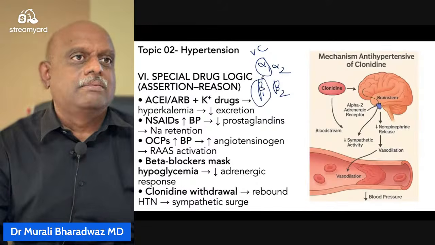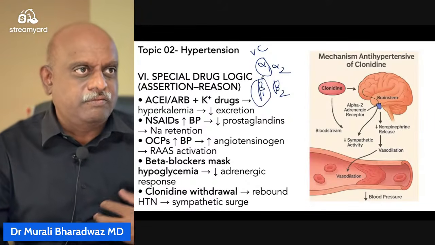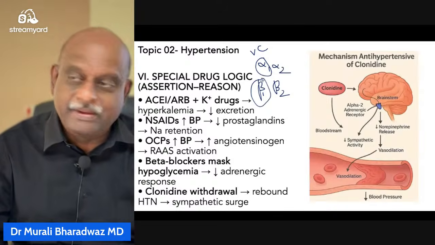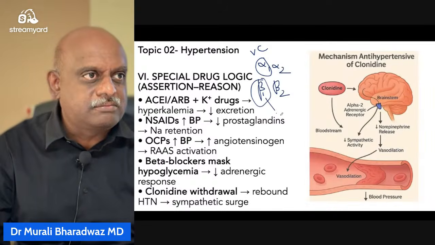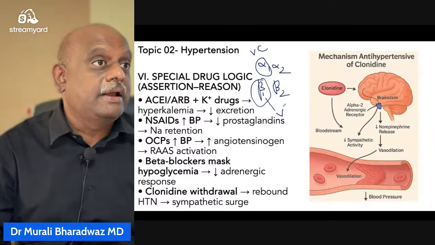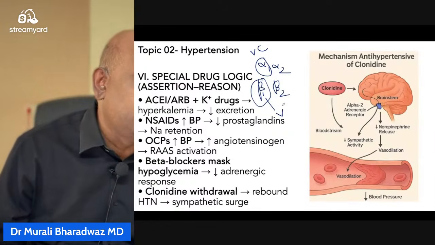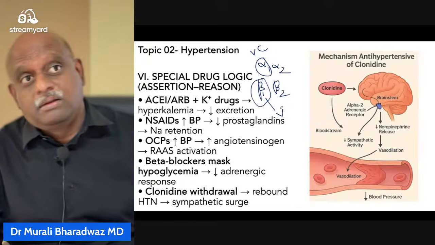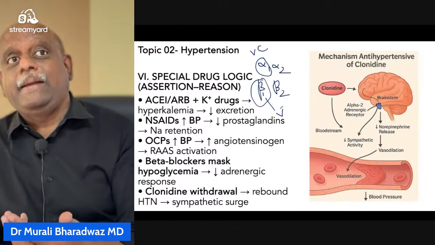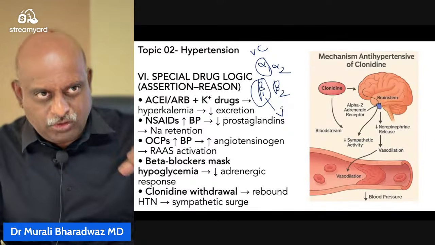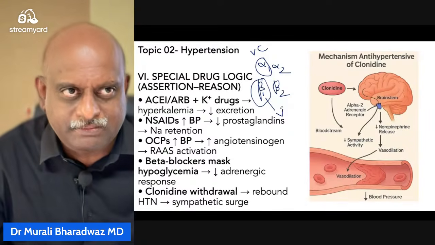Beta 1 is present in the heart, one girl, one heart, right? Beta 1 will increase the heart rate, and it will also increase the cardiac output. So any beta 1 stimulation leads to hypertension. Beta 1 blocking leads to normalization of the hypertension. Clear?